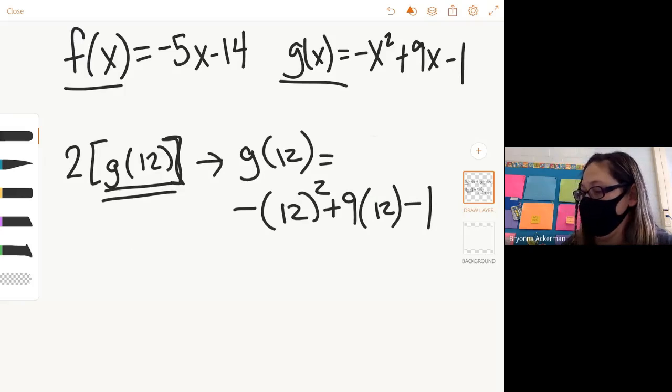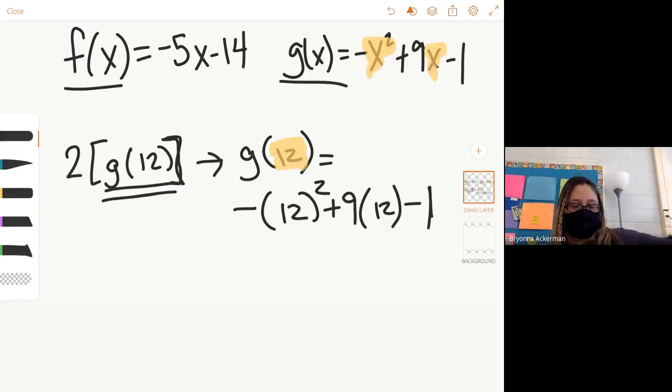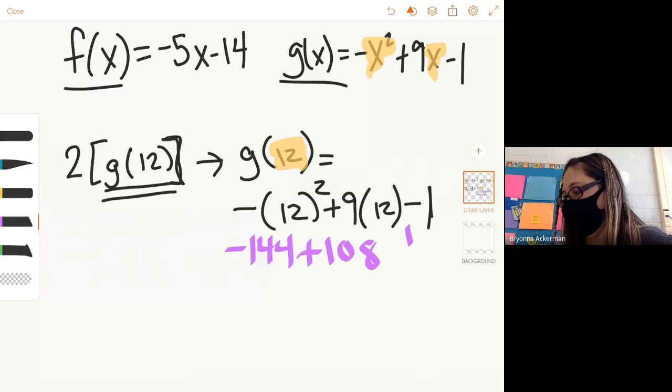Does everyone see what we're doing so far? All I've done was I took the 12 and replaced it in for x's so far. All right, so what is 12 squared? 12 times 12. Woof. 144. But then I have a negative on the outside, so I'm actually going to have a negative 144. Then I have 9 times 12, and they're both positive, so I'm going to have a plus 108. And then I just bring down this minus 1.